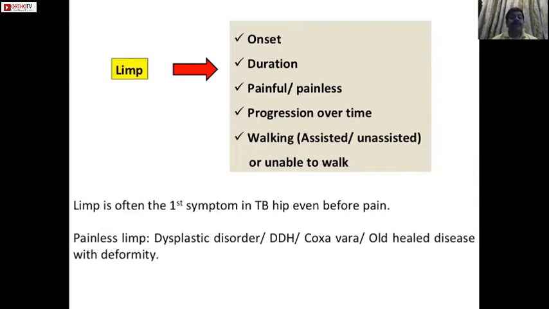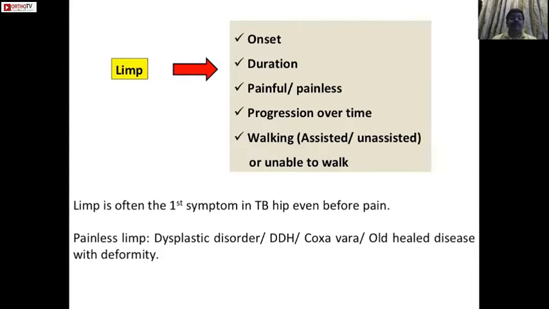The next important symptom would be a limp, and we want to know the onset, we want to know the duration, we want to know whether it is painful or painless. Now this one association separates the diagnosis into two groups. A painful limp and a painless limp give you a different list of diagnoses. And if you broadly divide it, invariably childhood limps are painless and invariably adulthood limps are painful. This is a rough sort of assessment.